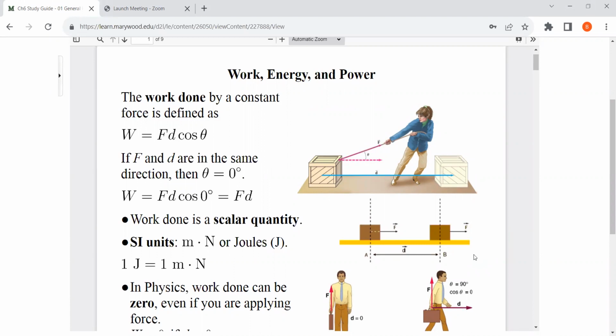In our everyday life, work means doing something. Okay, so doing something means work. But in physics, doing something may not be work. So what is work in physics?